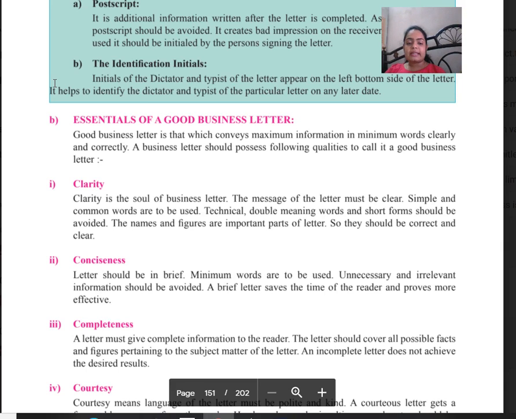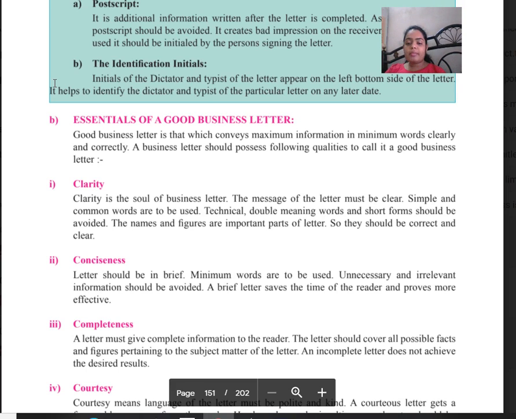First is clarity. Now, remember that when we are writing a letter, there should be maximum clarity so that the person reading it understands, whether he is highly qualified or not. He can at least understand basic English. So such people should be able to understand whatever we are writing. So clarity is the soul of the business letter.